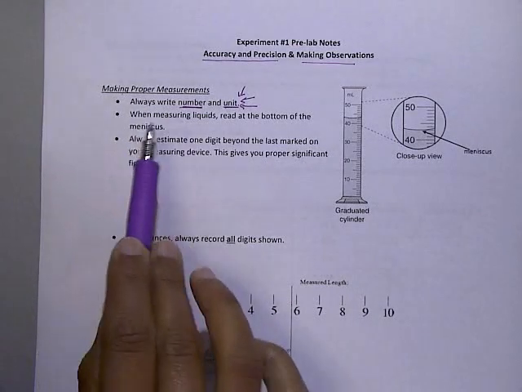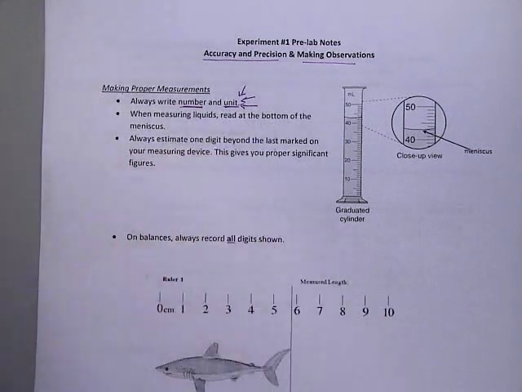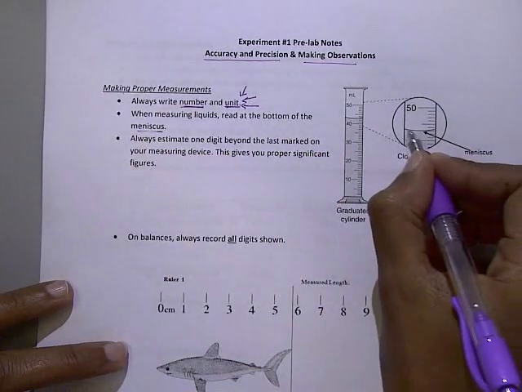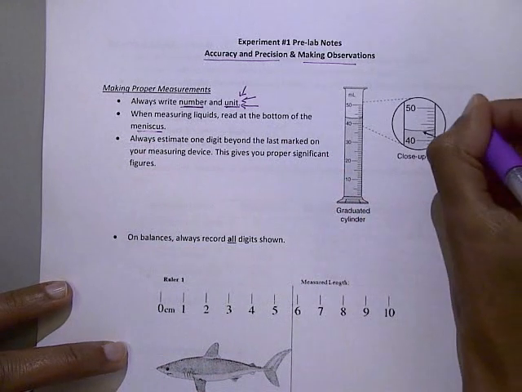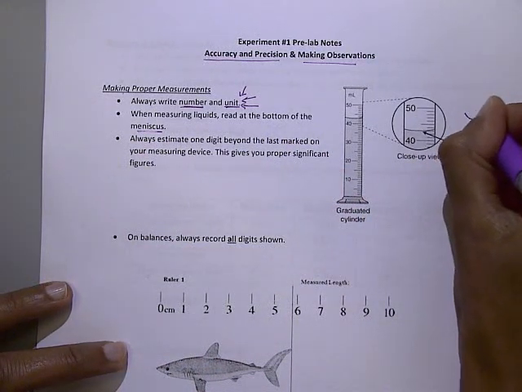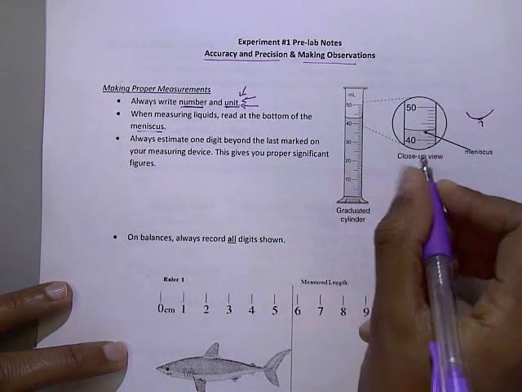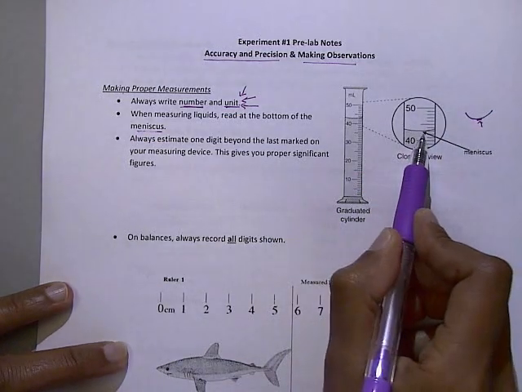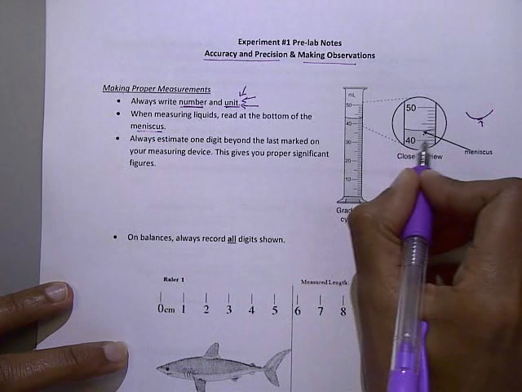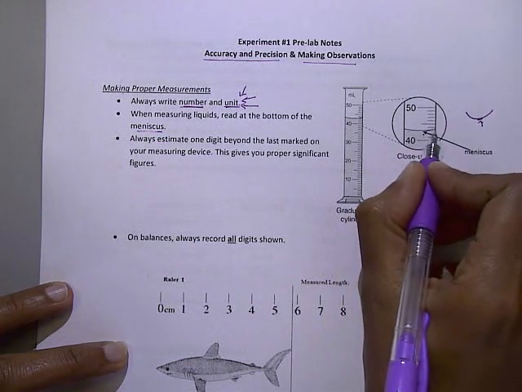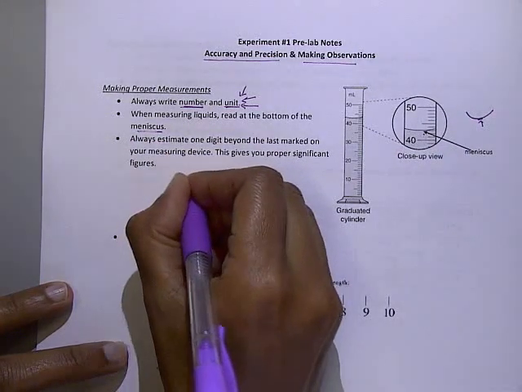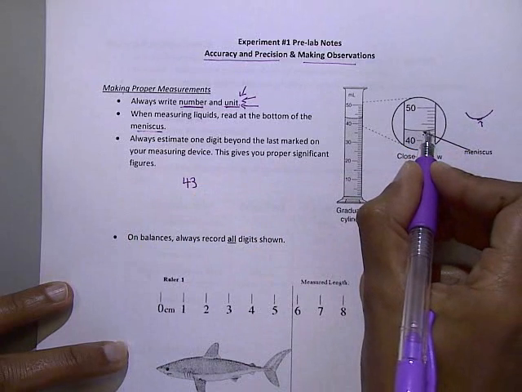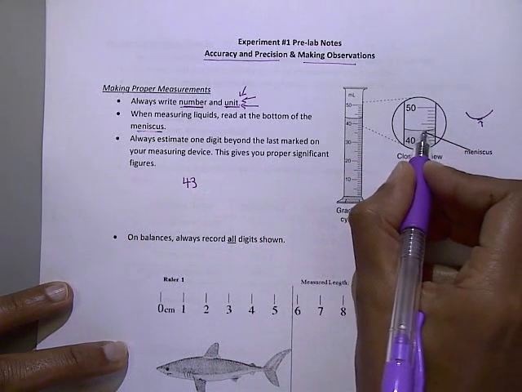As some of you may know from high school, when measuring liquids, you must read the bottom of the meniscus. What is a meniscus? If we take a look over here, it's kind of like a contact lens. When you have a contact lens, the bottom, this concave, this is what we call the meniscus. When you read at the bottom of the meniscus, so here we have 40, 41, 42, it's at 43, okay, so 43. But now we have to estimate 1 more digit.